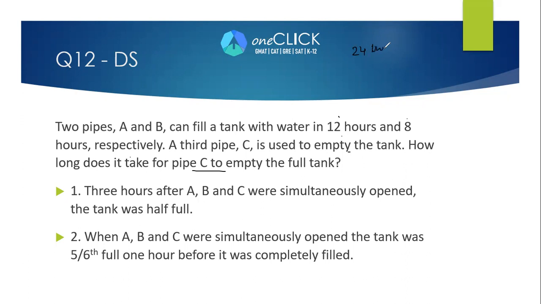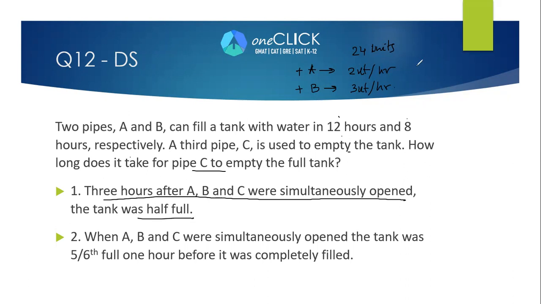as the work. So the rate of filling by A would be 24 by 12. That is 2 units per hour. And B would be 24 by 8. So 3 units per hour. Both are filling. Now it's saying that 3 hours after they were opened, the tank was half full.